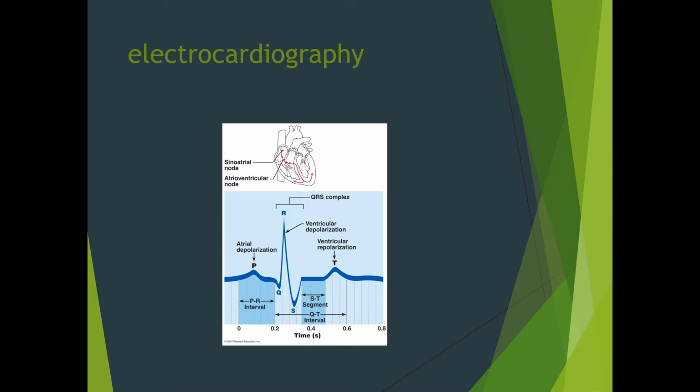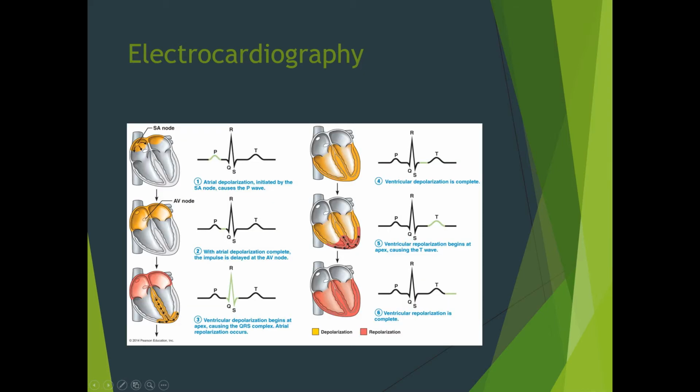It's just not significant enough for it to be recorded on an ECG. So remember, P wave, atrial depolarization; QRS, ventricular depolarization; T wave, ventricular repolarization. Here's just another example, a diagram of what's happening.